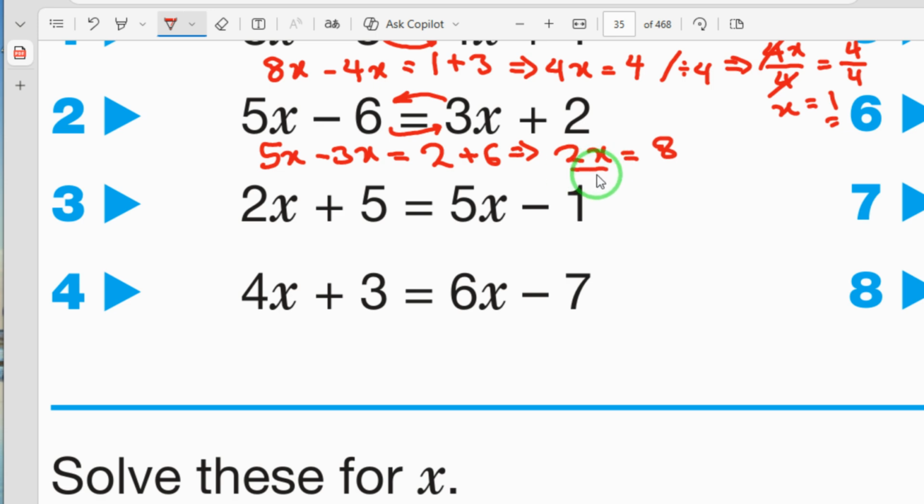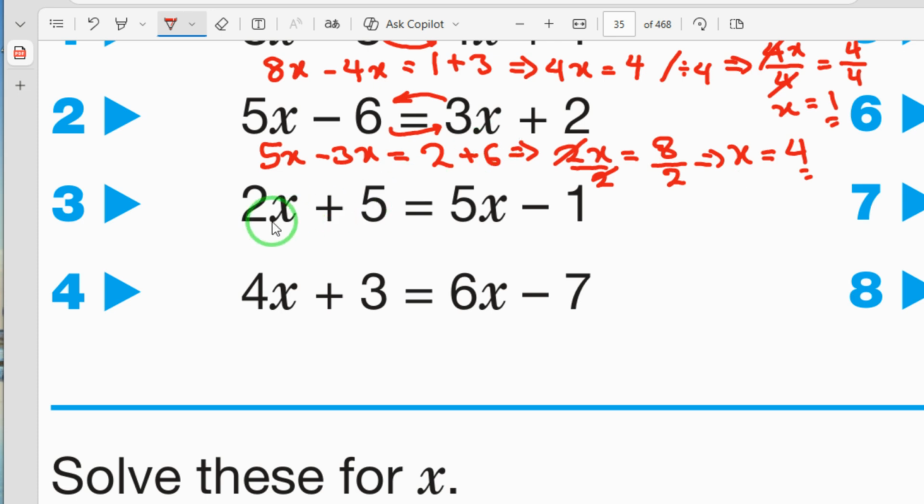Then we divide both sides of the equation by 2. The coefficient of x is 2. Here we divide both sides. Then we simplify here or cancel. X is equal to 8 divided by 2 gave us 4, equal to 4.